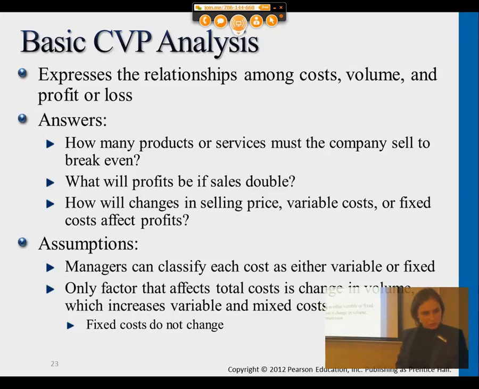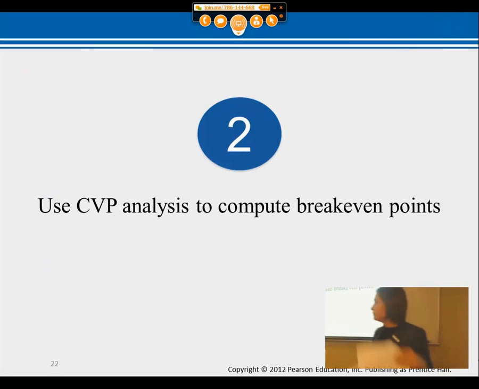Okay, let's go through the second one. We're not going to finish it, but let's do some of it. So CVP analysis, this is something new. We're going to use all of what we've just done in the CVP analysis. So if you have any questions, you know where I am. Okay.